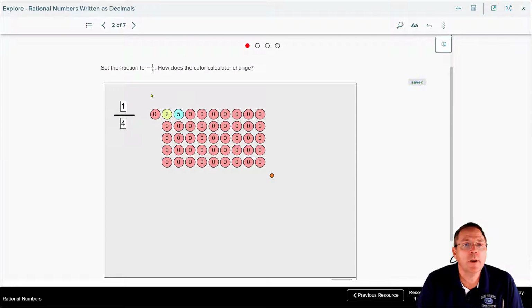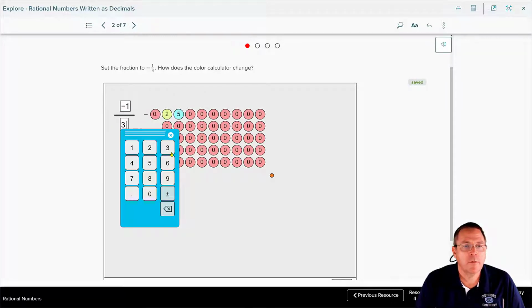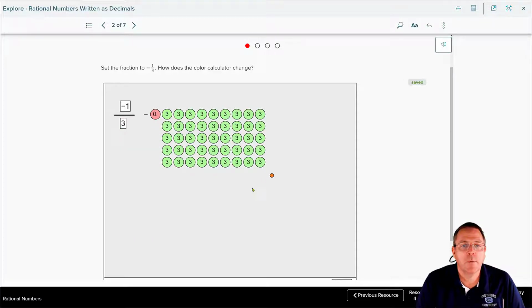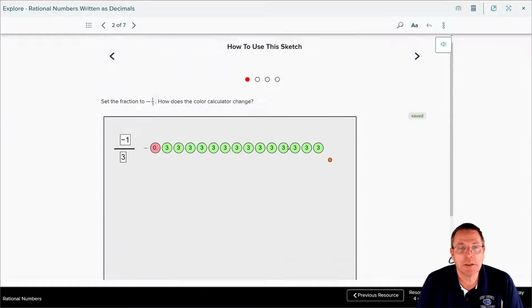So now we're going to set the fraction to become a negative 1/3 and see what happens to the colors when we do that. So I'm going to type my top one as a negative 1, and then my bottom one is going to be a 3. And when we do that, you can see that now we get a repeating decimal of 0.3, with the 3 being your repeating pattern. Pretty easy stuff so far.